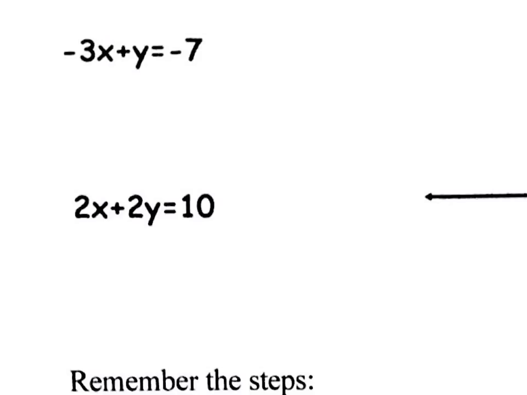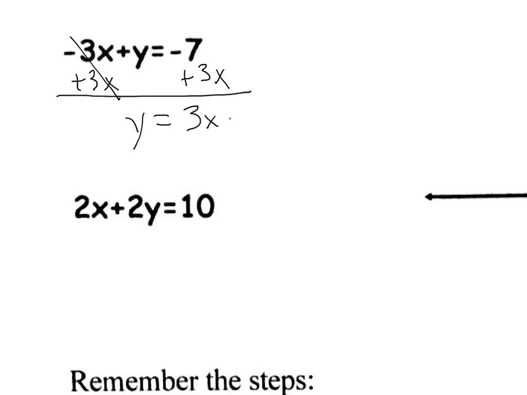So this negative 3x, since I'm solving for y right here, this negative 3x needs to go over here. We do that by adding 3x. Those will cancel. So y equals, always put the x first, so 3x, then minus 7. So that one's set to go.